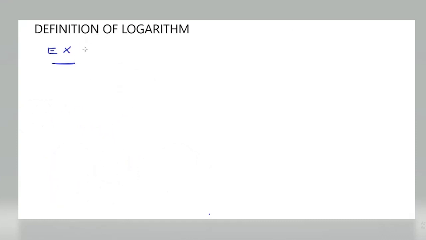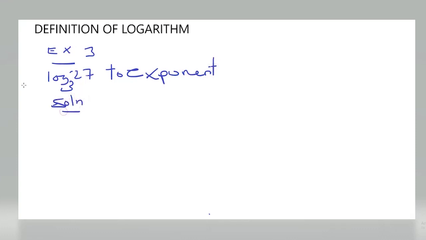So it's a basic formula for you to understand where we're going now. Now, example number 3. You can be given a logarithmic expression and told to write it into exponential form. Write logarithm of 27 to base 3 into exponent form. Now, solution.